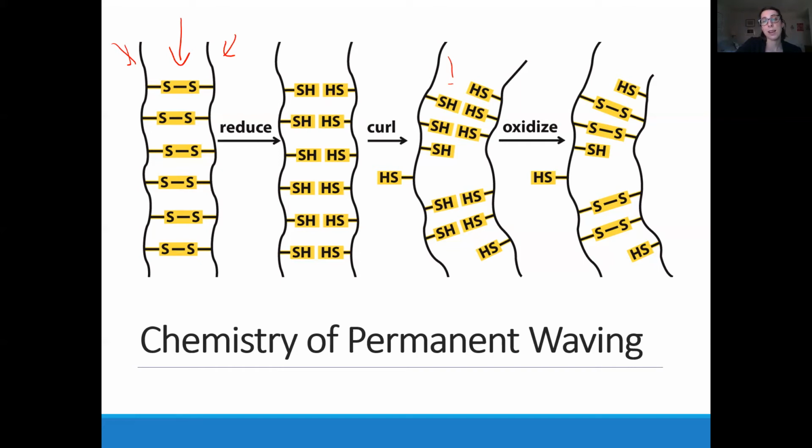We then reoxidize, reform any disulfide bonds that are near each other. But because these have now misplaced, the alpha helixes aren't exactly next to each other in their positioning, you will have a now locked in curl because you have less rigid and lined up interactions between your two keratin strands. And that's how you get a perm.